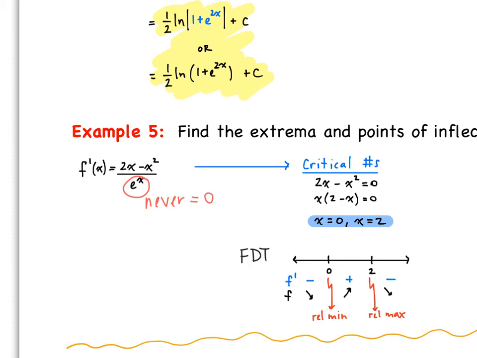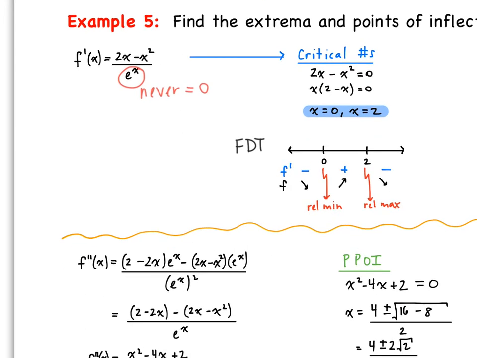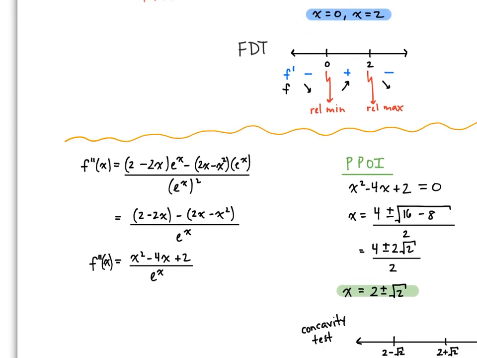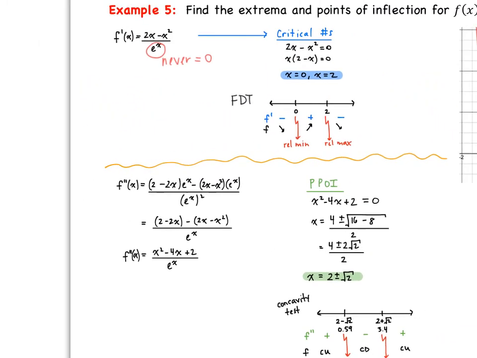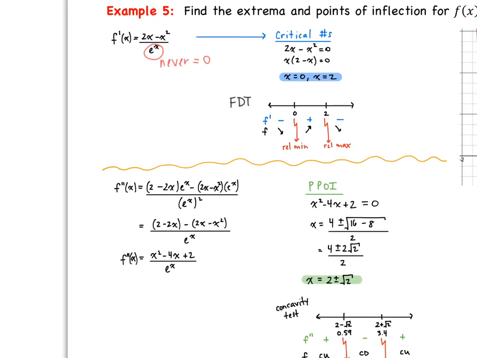But now we need to find points of inflection, so what do we need to do there? Hopefully we remember, we have to find that second derivative. So as we go through, now taking the second derivative, maybe it helps to show the first derivative, we're using that quotient rule. So low d high minus high d low all over low low, or whatever song you guys learned. Okay, so the derivative of the numerator is 2 minus 2x times our denominator, e to the x, minus our numerator times the derivative of e to the x, which is just e to the x.